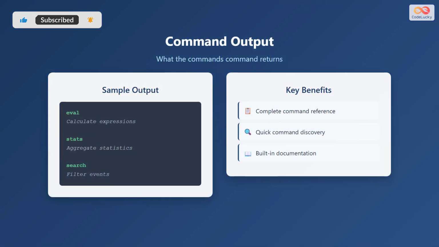When you execute the Commands command, it returns valuable information about each available SPL command. The output includes the command name, a detailed description of what the command does, and usage information. For example, you will see commands like eval with the description calculate expressions, stats with aggregate statistics, and search with filter events. This output serves as a built-in reference guide that provides complete command documentation, enables quick command discovery, and offers instant access to built-in help documentation. This makes it an essential tool for both learning and day-to-day Splunk operations.